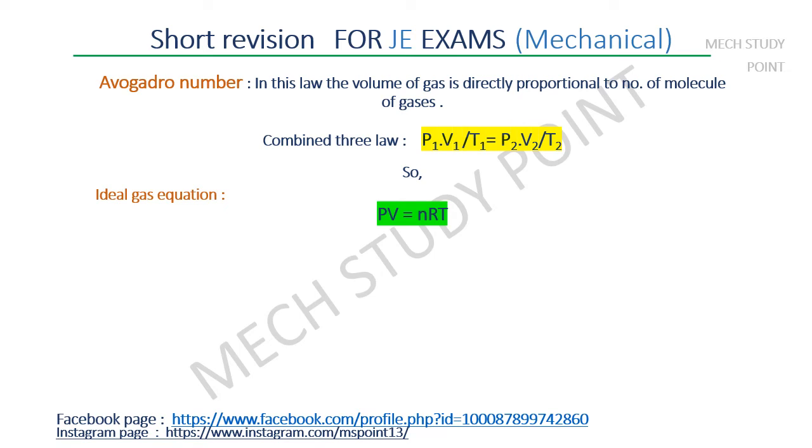So there is a combination of the ideal gas laws, and we get the final result: P1 V1 upon T1 is equal to P2 V2 upon T2. So we get the final ideal gas equation, PV is equal to nRT, like this. This equation is directly asked in many exams like SSC, RRB, and other state and JEE exams.